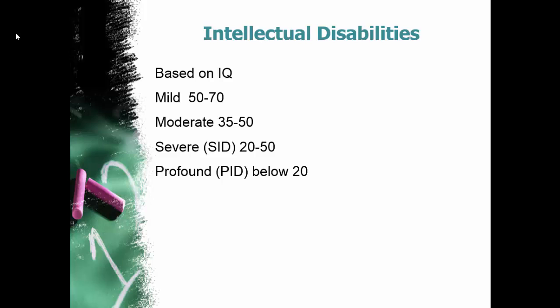Intellectual disabilities are based on IQ, and the different categories for intellectual disabilities are mild, moderate, severe, and profound. The IQs that I have listed are kind of the average IQs used to determine which category a child falls into, but they vary depending on the state and the locality.